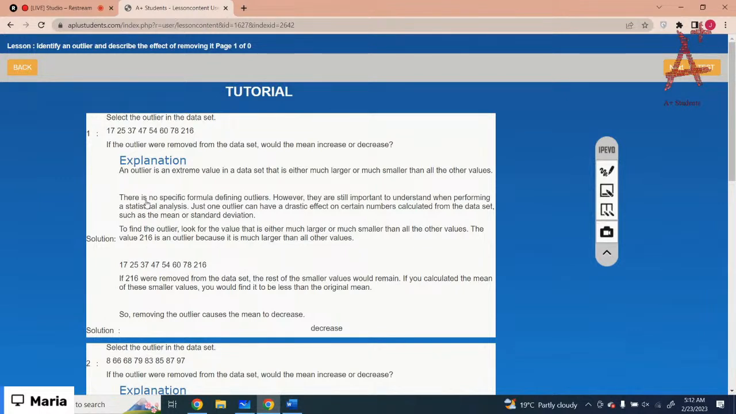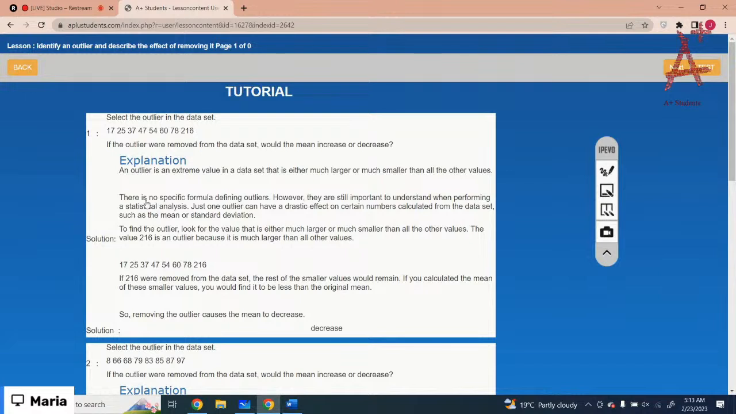There is no specific formula defining outliers. However, they are still important to understand when performing statistical analysis. Just one outlier can have a drastic effect on certain numbers calculated from the data set, such as the mean or standard deviation. So basically, what is the outlier? An outlier is the extreme value, either very large or much smaller than the other values. Got it?